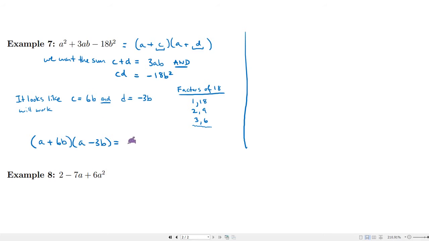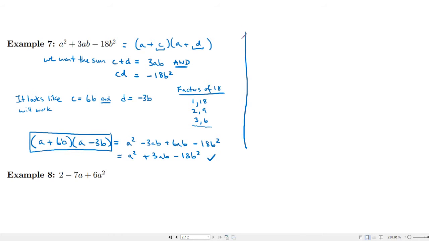We want that to be correct. So foiling this, we'll have a squared, and then we would have minus 3ab, and then plus 6ab, and then minus 18b squared. And then simplifying this a little bit more, a squared, and then plus 3ab, and then minus 18b squared. Now, is that what we had? So a squared plus 3ab minus 18b squared. Good. So that is the correct answer.